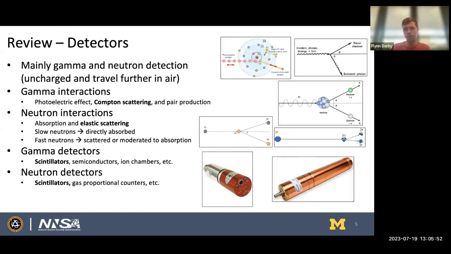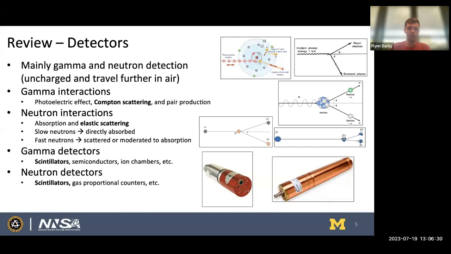To briefly review detectors, we were talking about a neutron, but we can simulate any particle in a detector. There are several detectors we could talk about today. I couldn't possibly cover all of them, but just to review a few. For gamma interactions in a detector, we're considering the photoelectric effect, specifically Compton scattering in this case for an organic scintillator, and pair production. For neutron interactions, we might consider absorption and elastic scattering, specifically elastic scattering for our organic scintillator. Slow neutrons are typically directly absorbed, while fast neutrons are scattered or moderated to absorption.